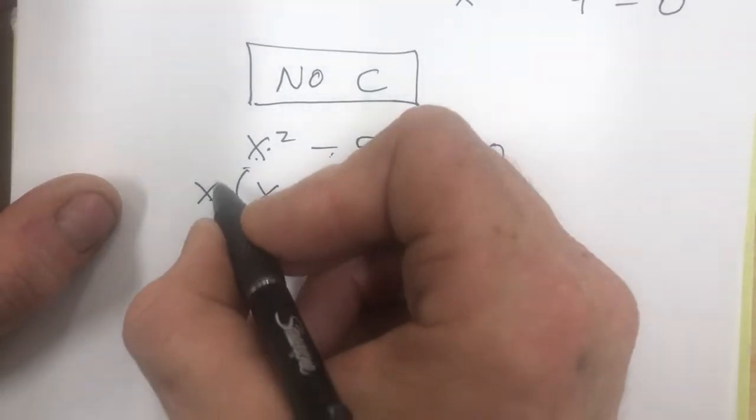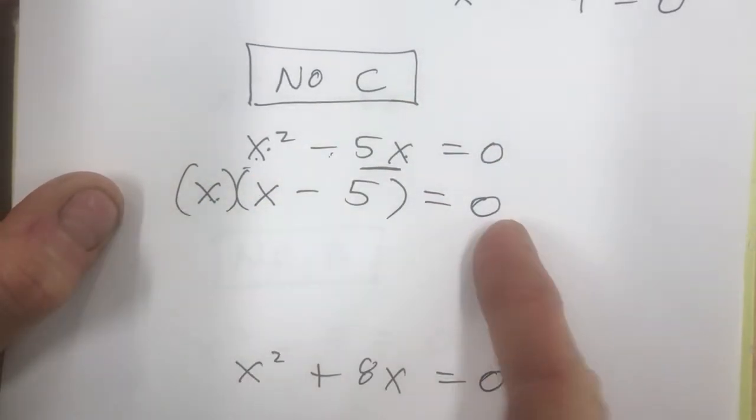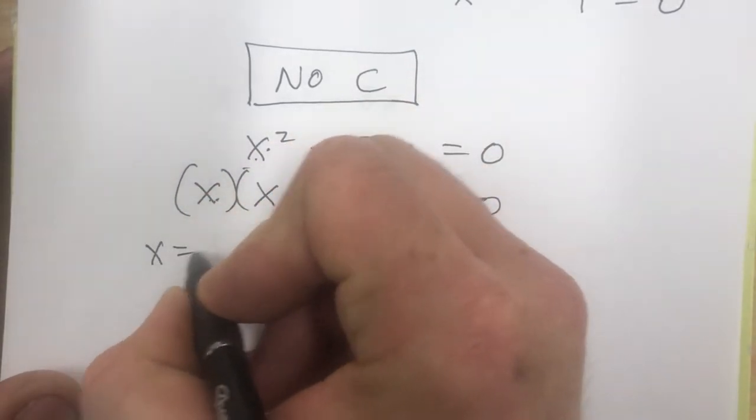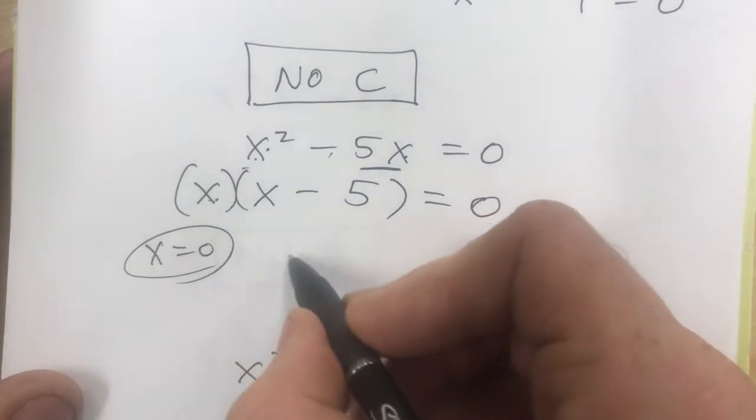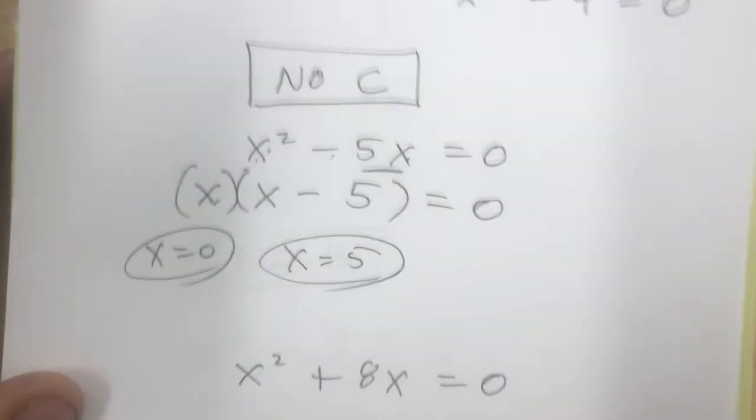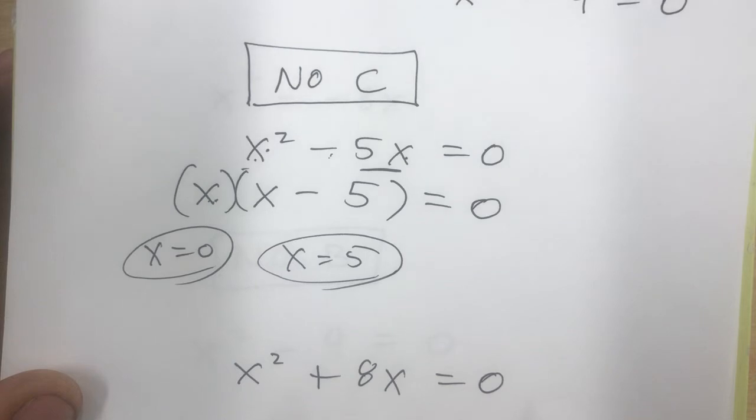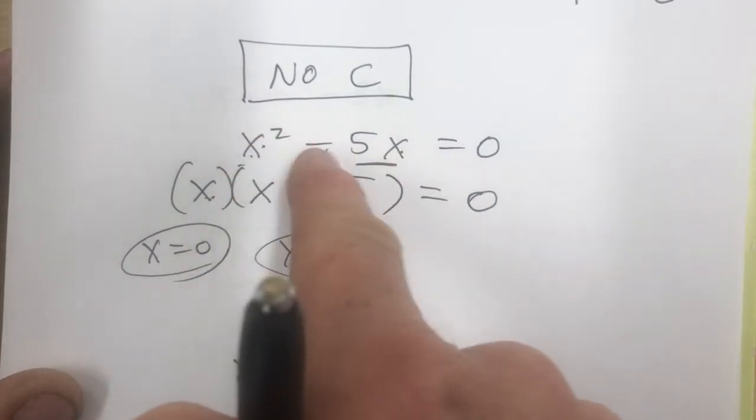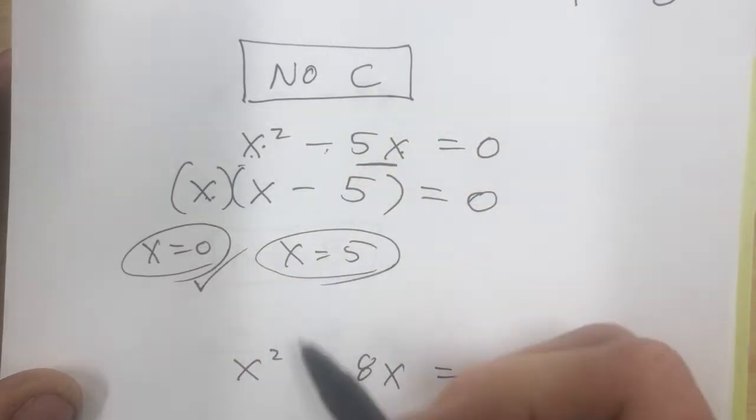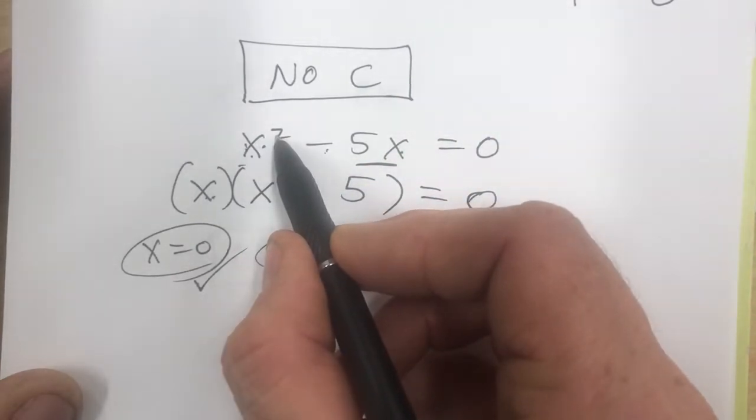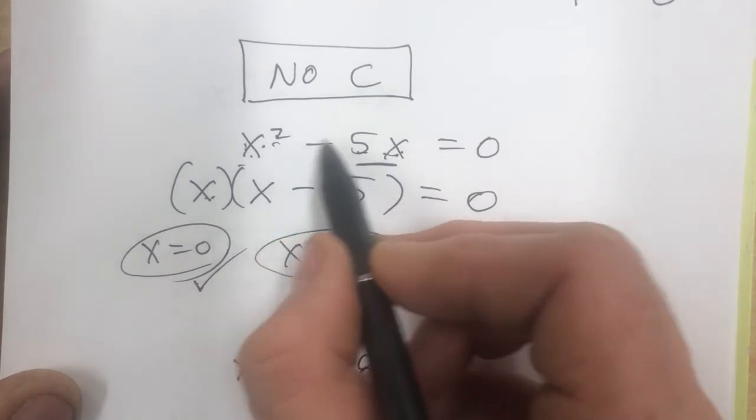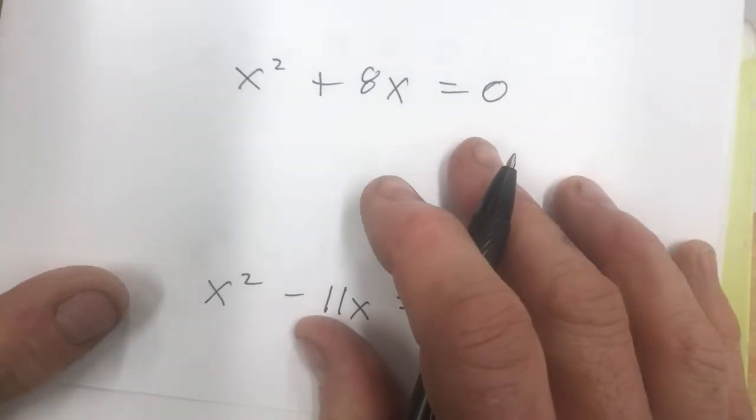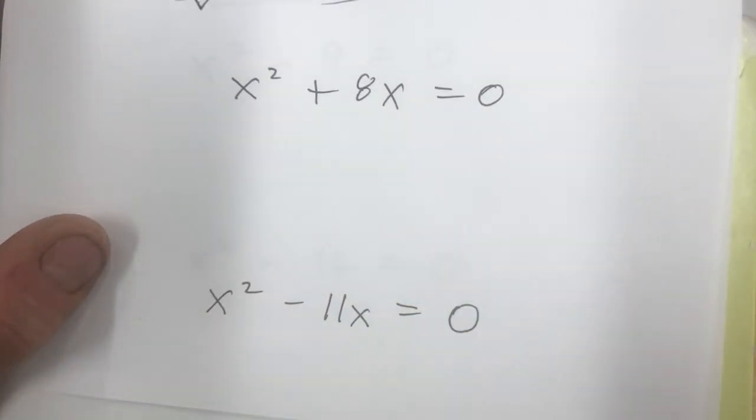And so essentially, I've got two factors here that equal 0. So right here, what would x be if this was 0? Well, x would have to be 0 there. And right here, x would have to be 5 there. And there's my solutions, 0 and 5. If I put 0 in, 0 squared is 0. 5 times 0 is 0. 0 minus 0 is 0. So that works. If I put 5 in, 5 squared is 25. 5 times 5 is 25. 25 minus 25 is 0. They both work.